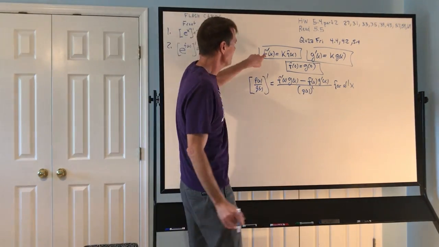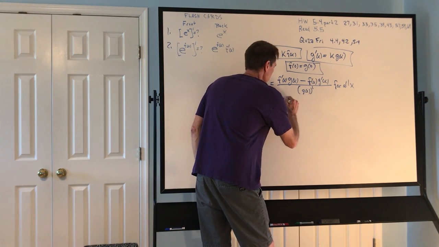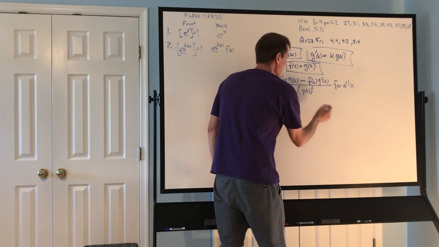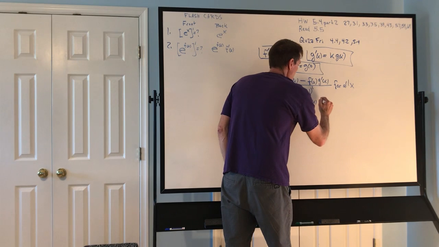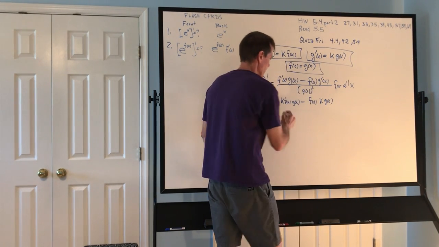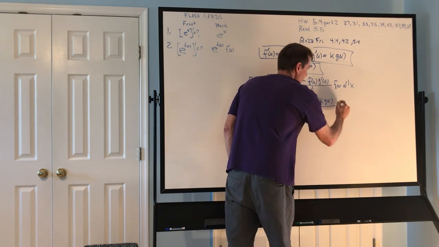But in this case, f prime is equal to k times f of x. So this is k times f of x times g of x. But g prime is also equal to k times itself, g of x. And this is over g of x squared. And this is for all x.